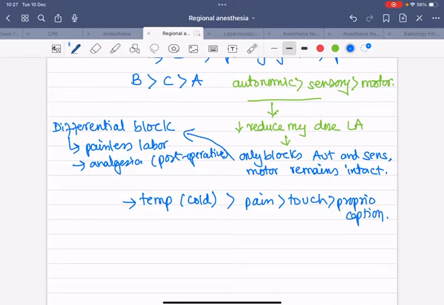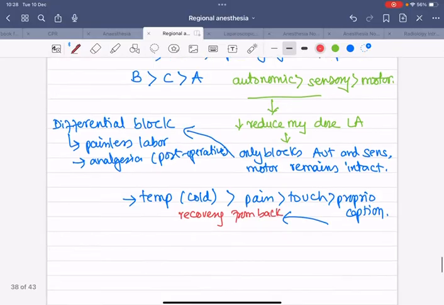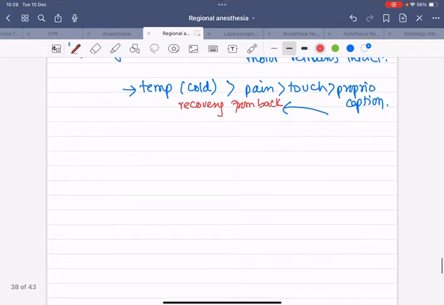Please remember, recovery will be from the back. It means first the patient will have proprioception, followed by touch, followed by pain, and then the temperature or cold sensations.